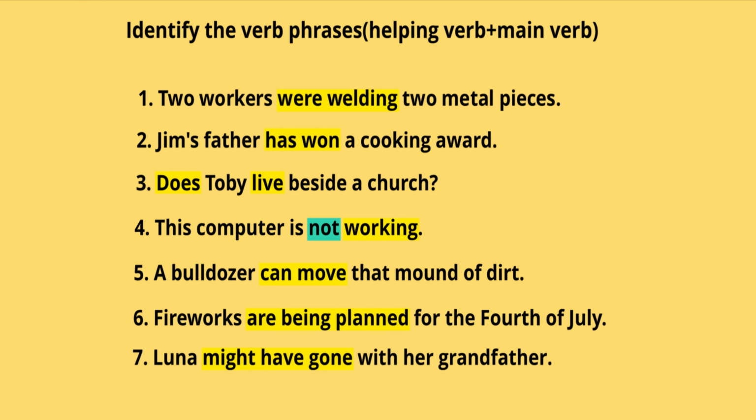A bulldozer can move that mound of dirt. Can move is the verb phrase. Can is the helping verb and move is the main verb. Fireworks are being planned for the 4th of July. Are being planned is the verb phrase. If you see, this sentence has two helping verbs. Are and being are the helping verbs and the main verb is planned. Luna might have gone with her grandfather. Might have gone is the verb phrase in this sentence. Here you have two helping verbs, might and have, and gone is the main verb.